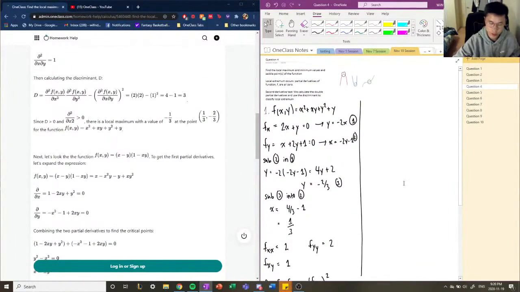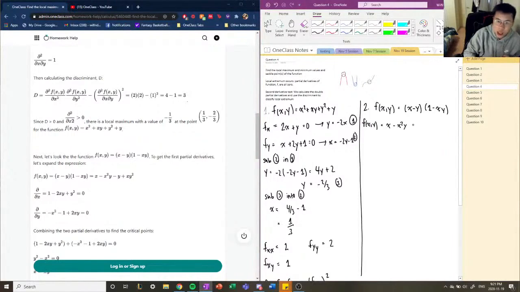So let's move on to our second function. This time I'm going to do it a little bit quicker as I went through step by step last time. So f of x, y equals x minus y times 1 minus x times y. So we're going to expand this first. So f of x, y equals x minus x squared y minus y minus x y squared.